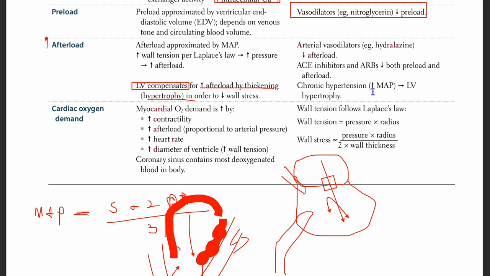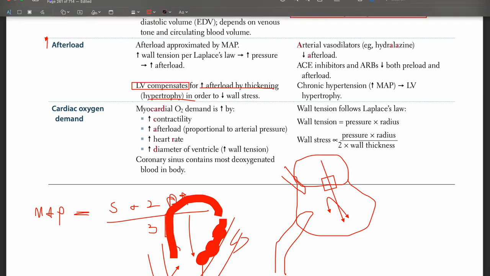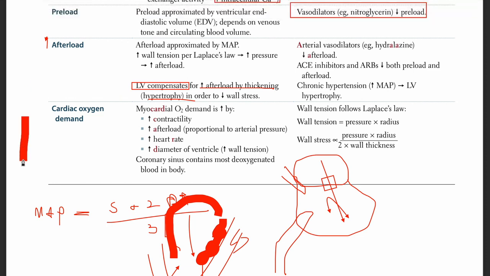Chronic hypertension, an increase in MAP, will cause LV hypertrophy. Again, MAP is systolic plus 2 diastolic, divided by 3. Or you can just think of it like this: in chronic hypertension, what happens? Again, this is a different concept than this, but similar. Say this is a vessel, and you constantly have blood flowing through it, and the blood pressure is now increasing. It's pushing harder and harder.